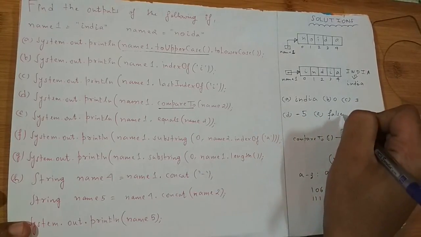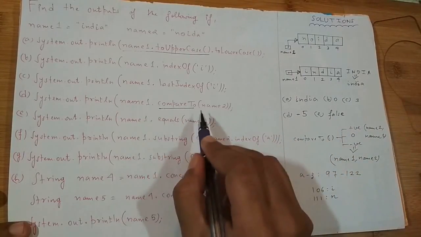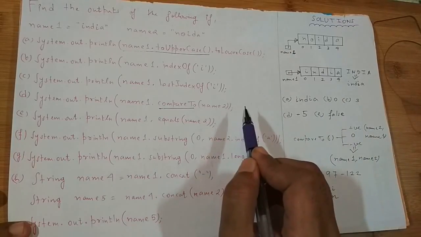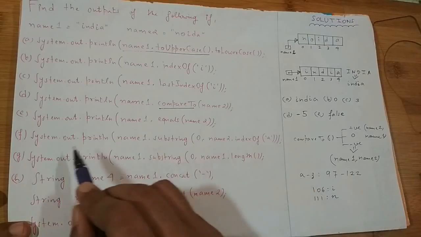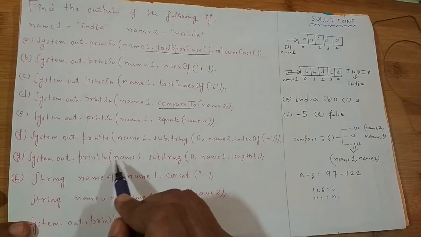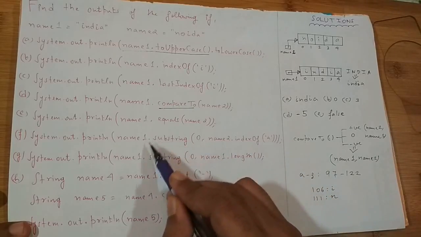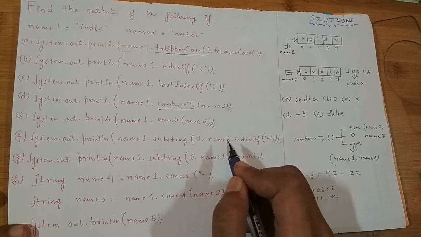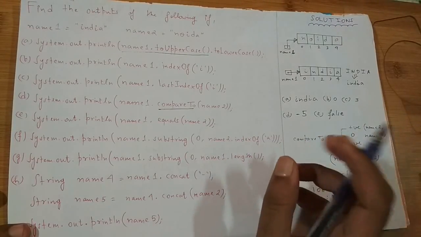Remember, the equals method will return a true value if the two strings are the same, and it will return a false value if they are not the same strings. Now, coming to number F, what we have here is name1.substring. Now, this is interesting. We have the substring method with us. What does the substring method do? The substring method will give us a smaller string from a larger string.